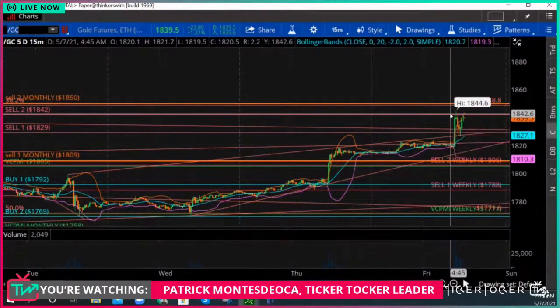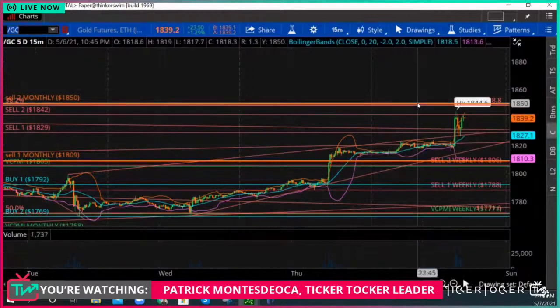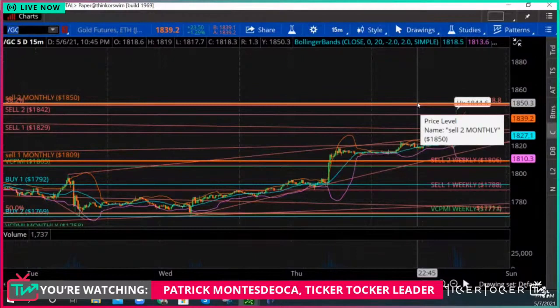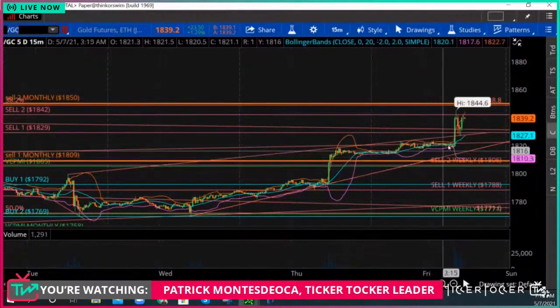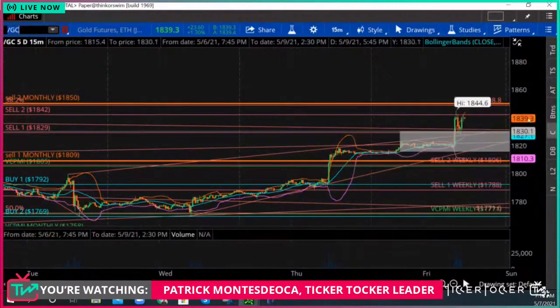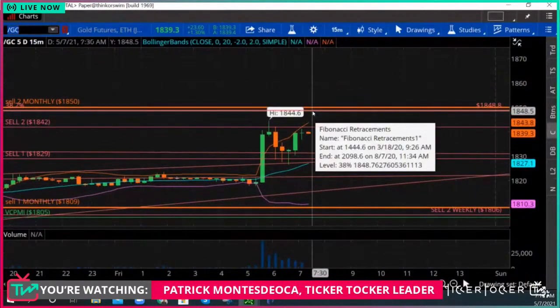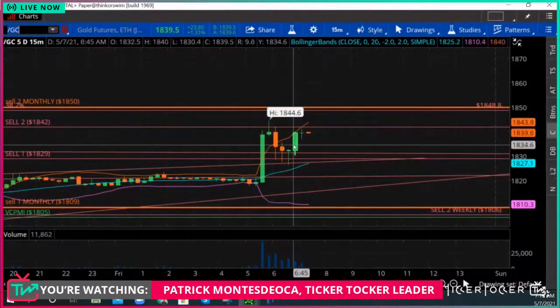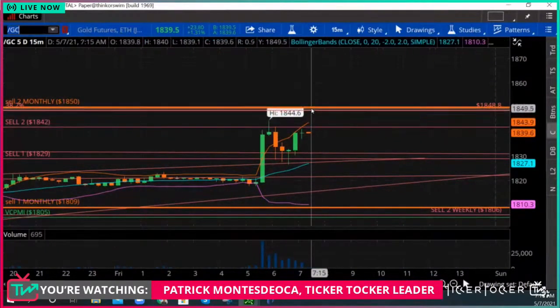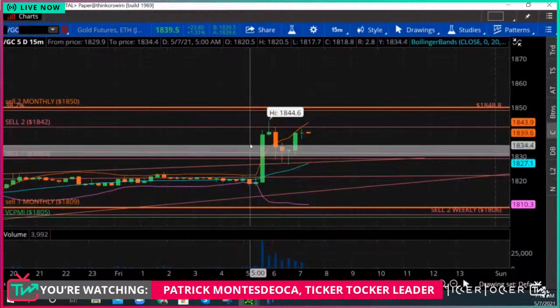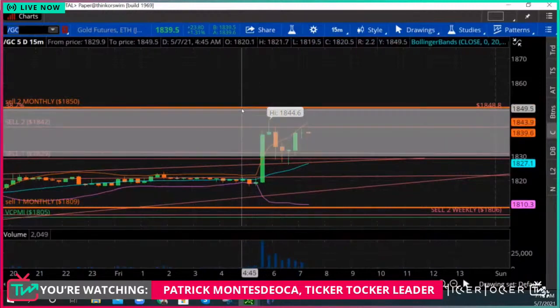Right above the market, you're looking at the sell two monthly level of 1850. You also see that the price is in an area in red. This whole area is the distribution of supply area.